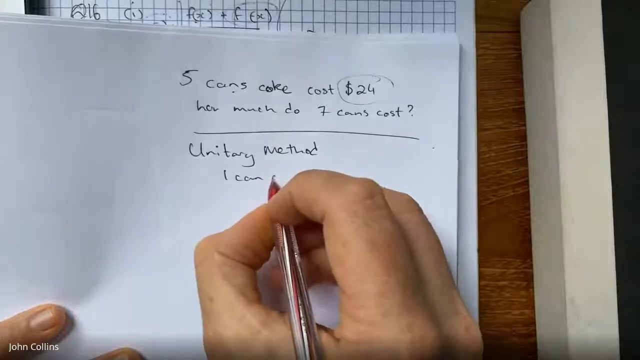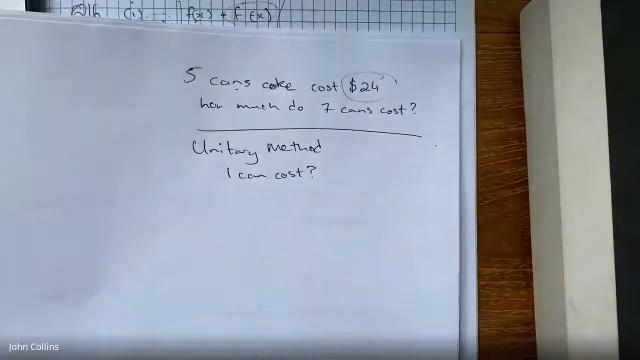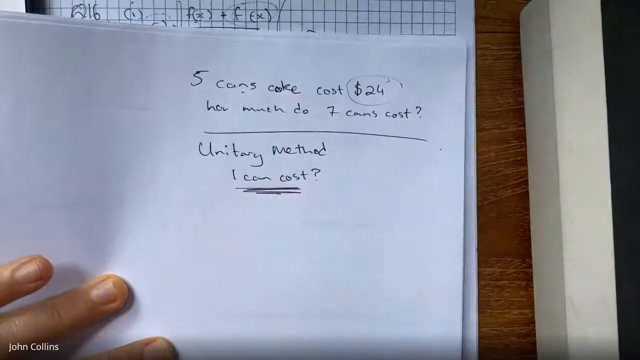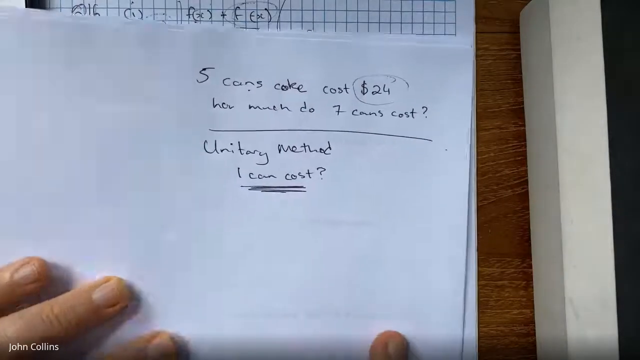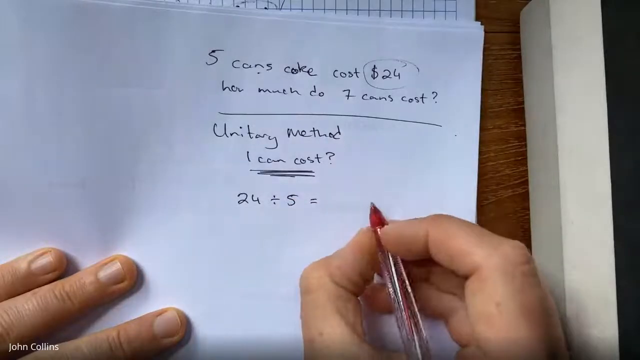1 can costs. If I know how much 1 can costs, I know, yes, Derek, brilliant. And I think Ethan has it and Julie has it as well. If I know how much 1 can costs, I can find out how much 7 cans cost. So 1 can will be 24 divided by 5. That's giving me 1 can's cost.